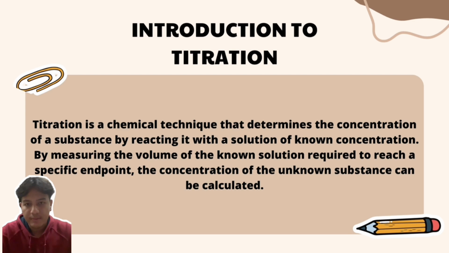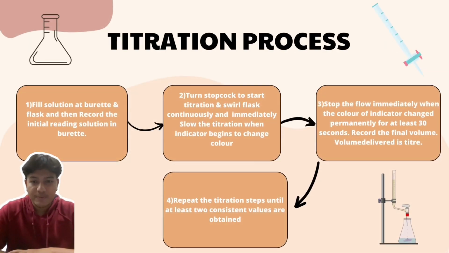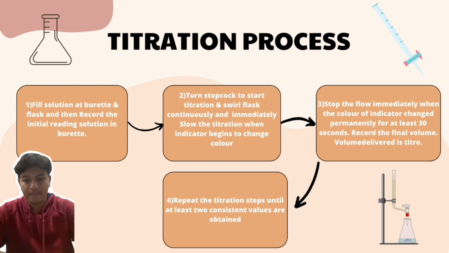can be calculated. Okay, for the titration process, first of all, we need to fill the burette and the flask with the solution, and then record the initial reading of the burette. Then, for the second step, we need to turn the stopcock to start the titration and swirl the flask continuously and immediately slow the titration when the indicator begins to change color.